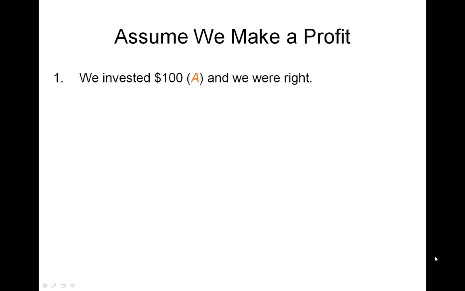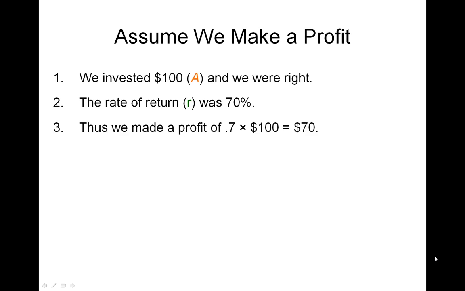So let's take a look at an example where we make a profit. Let's say we invested $100, and we refer to this as the amount invested, denoted by A. And let's say we're right, no matter whether we decided to call or put. Let's say the rate of return, which is denoted by R, was 70% or 0.7. Thus, we made a profit of 0.7 times what we put in, $70. And given this model, for any kind of trade that we make, our profit can be computed as A times R, the amount we invested times the rate of return.